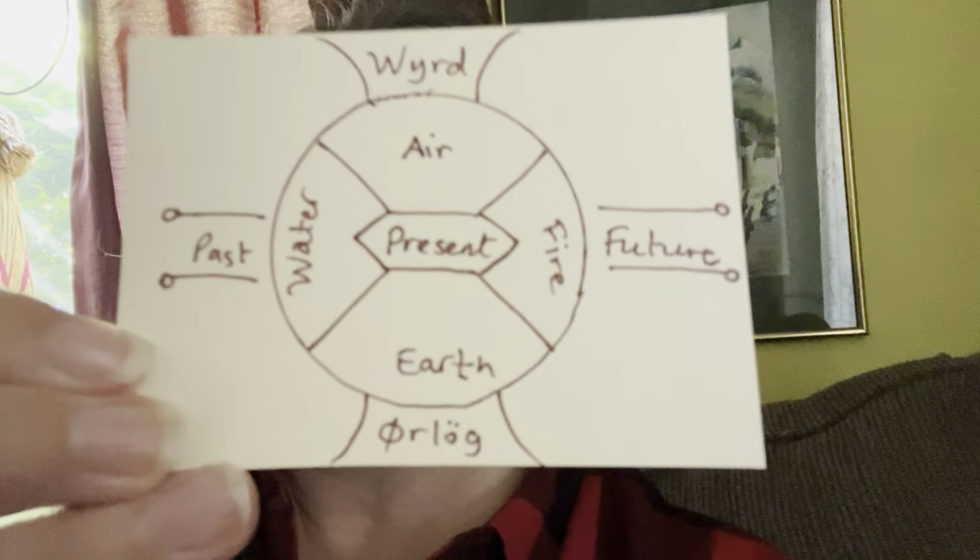So what this reading does is it examines the present circumstances, what gave rise to them, what's going on in the present, and what might follow from that in the future. So that's a nice simple reading to do, and it's really easy to do. And then a slightly more complicated one is this. So I hope you can see that.